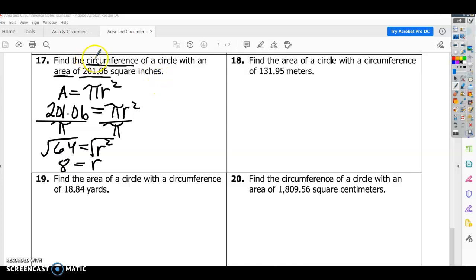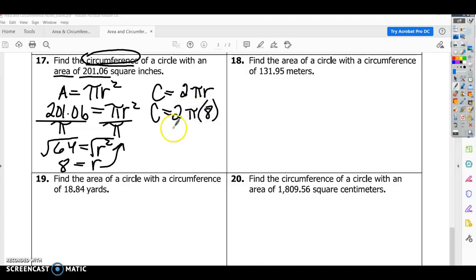All right, we're trying to find the circumference. We found the radius, so now we can plug the radius into our new formula. So circumference equals 2 pi times 8. So this one's going to be 16 pi, or about 50.27. And this is inches.